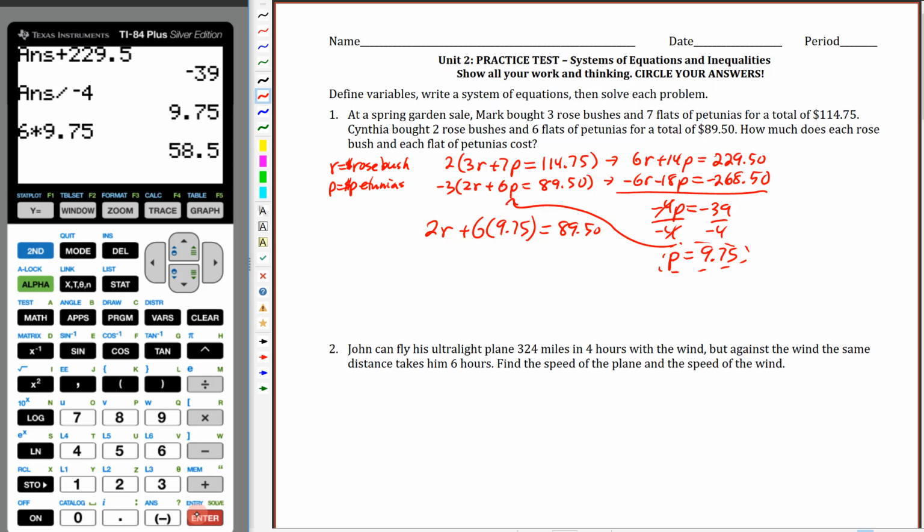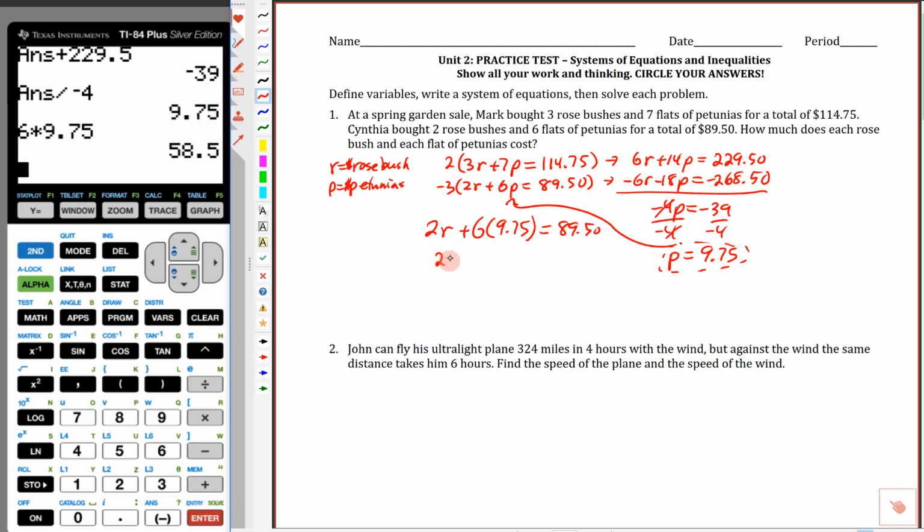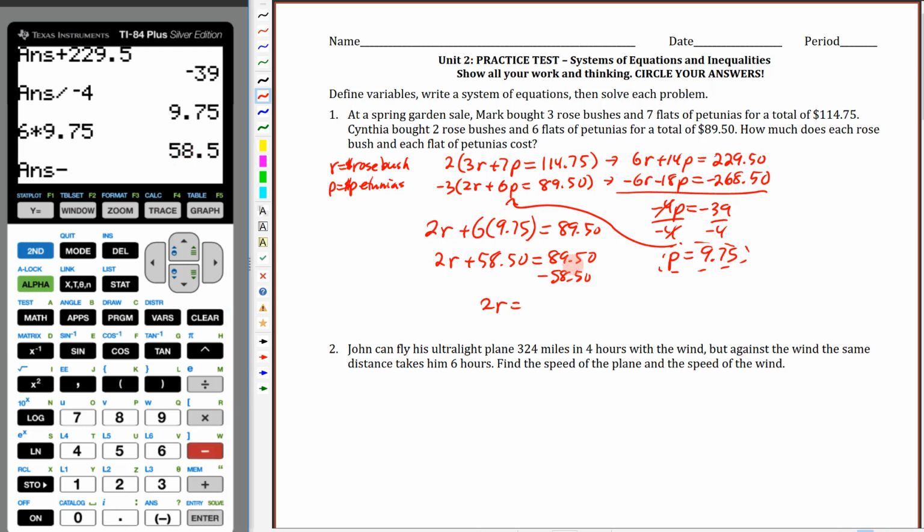And we end up with 58.50. So 2r plus 58.50 equals 89.50. And then we'll go ahead and subtract the 58.50. So we get 2r equals, and let's see what we've got here. I'm just going to hit subtract, and I'm going to do 89.50. Now, I know I did this in the wrong order, but what that does is it gives me a quick way to get the answer.